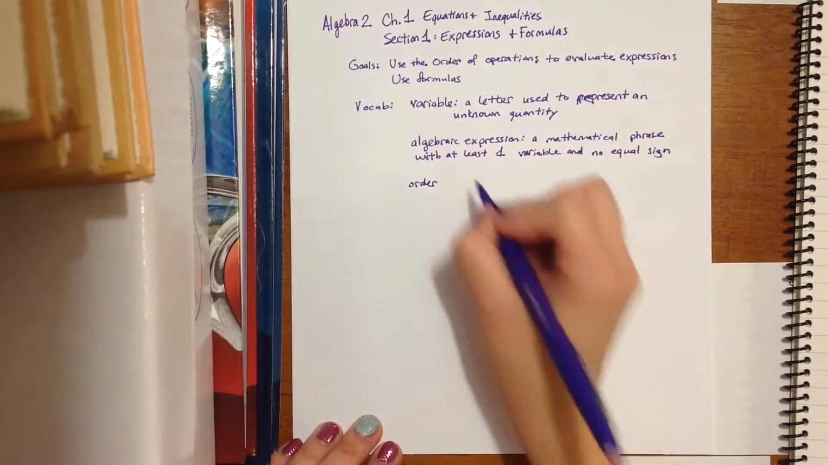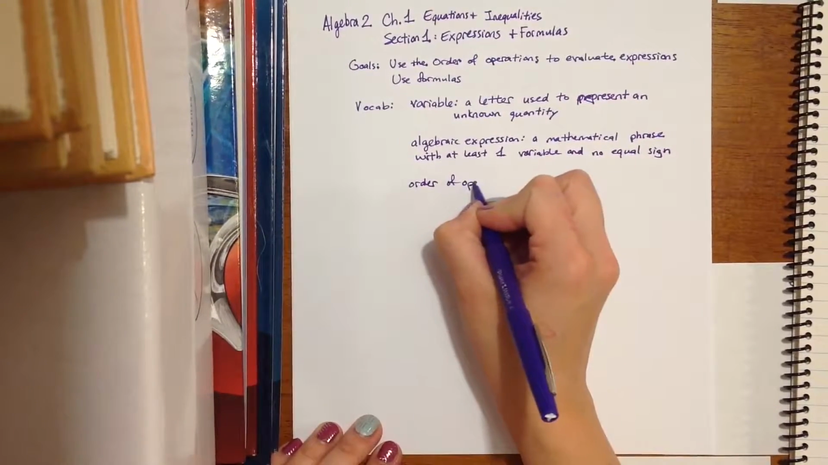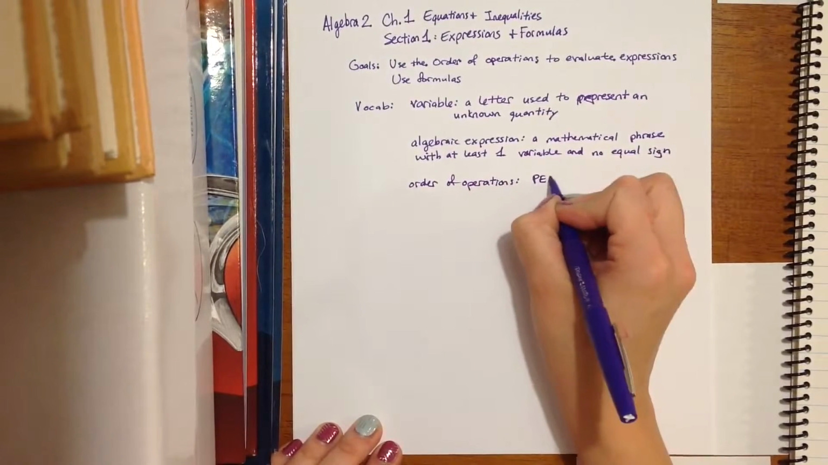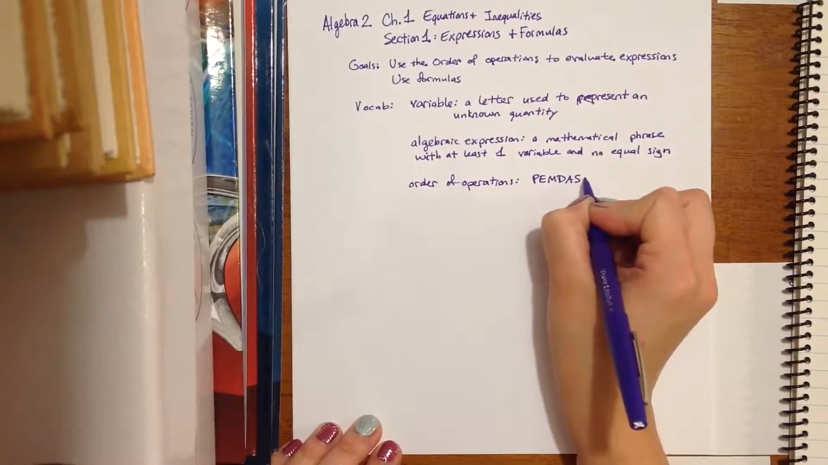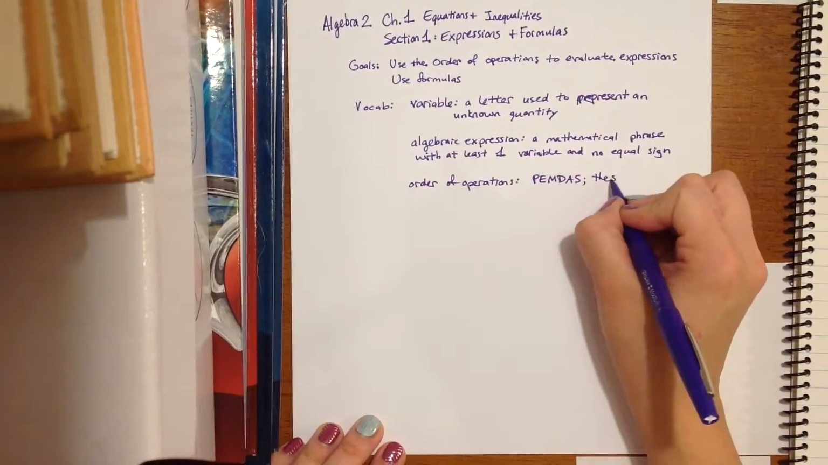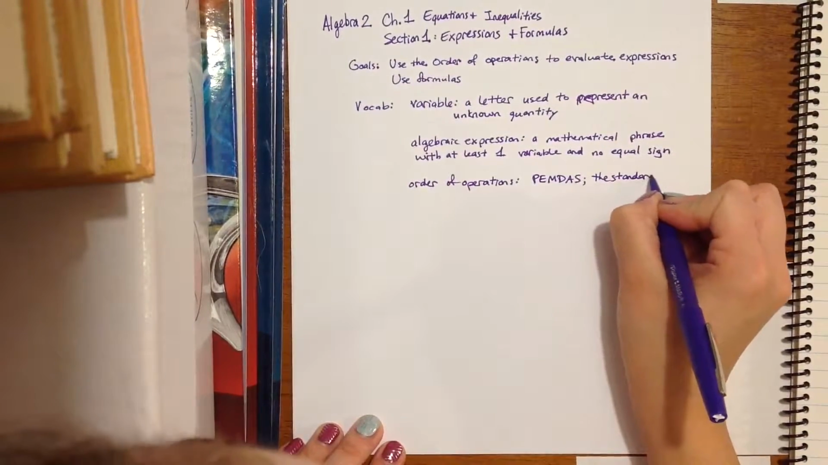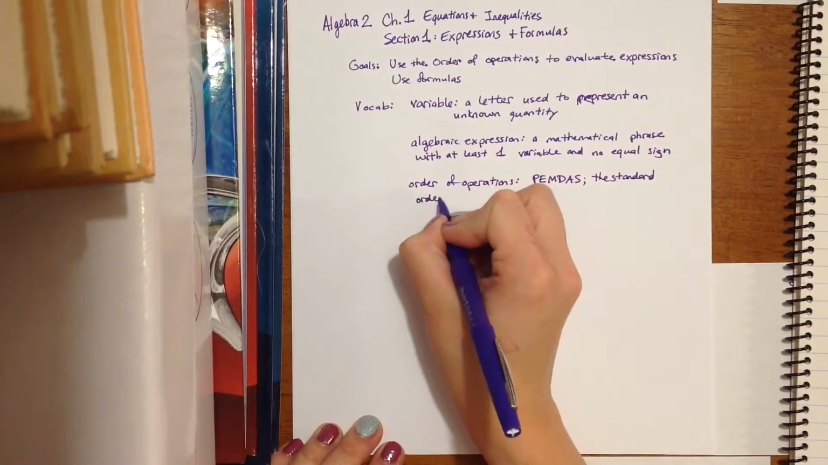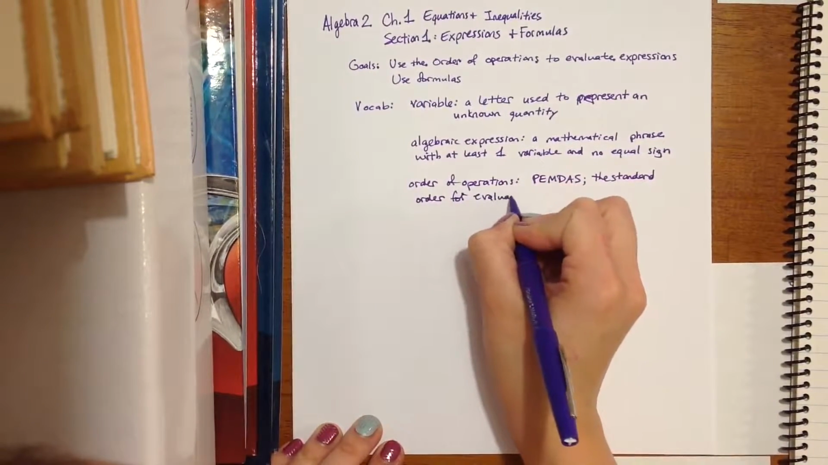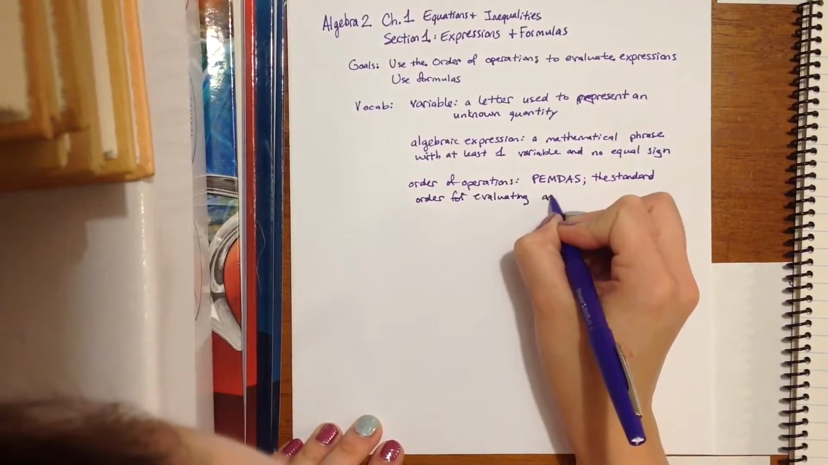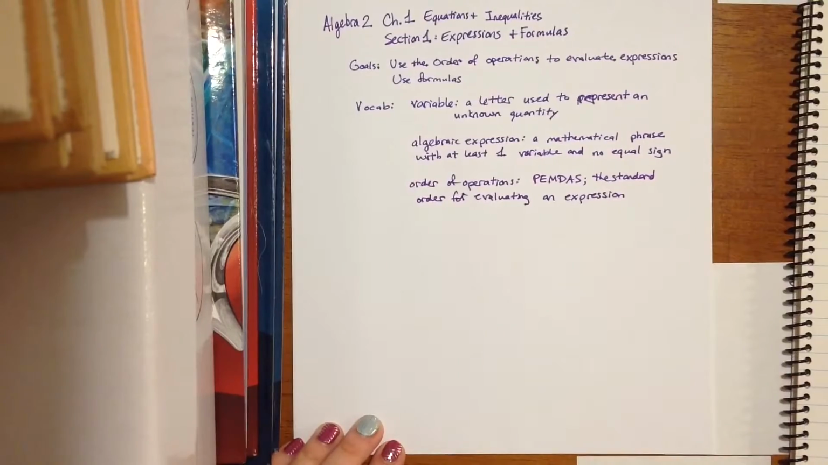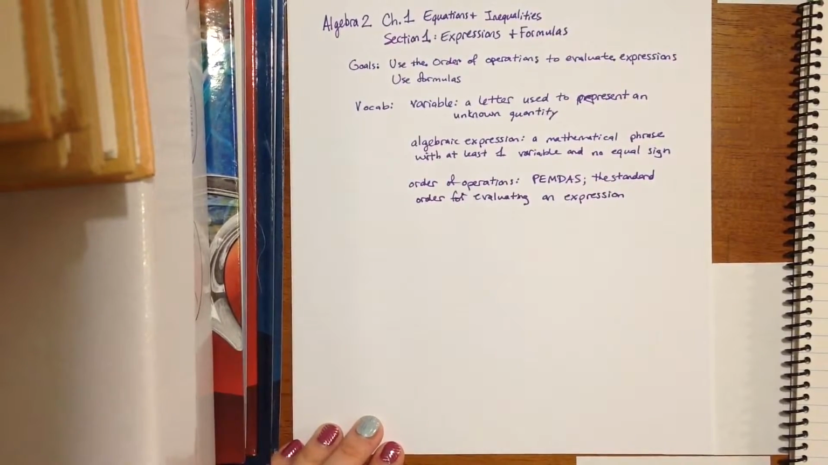And our last vocab word for now is the order of operations. Please excuse my dear Aunt Sally. PEMDAS will define what that means in just a moment. This is, of course, the standard order for evaluating an expression, just so we all do it the same way. So my answer is the same as yours and yours is the same as mine.